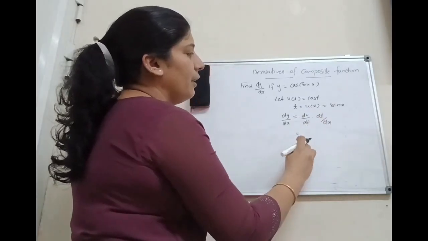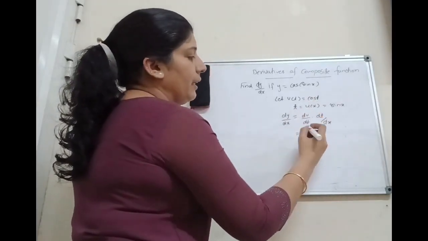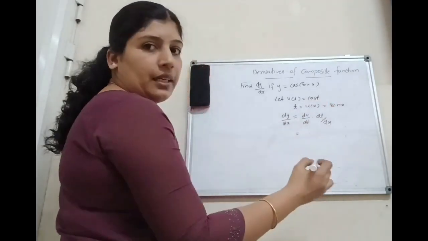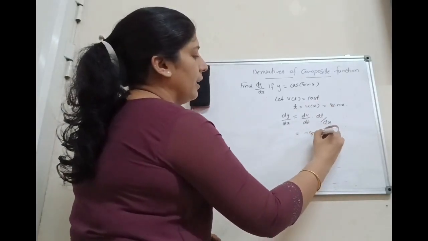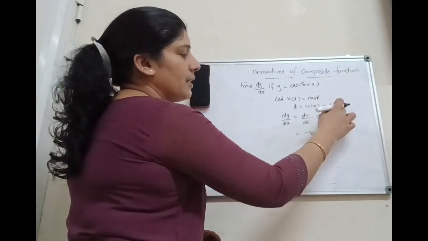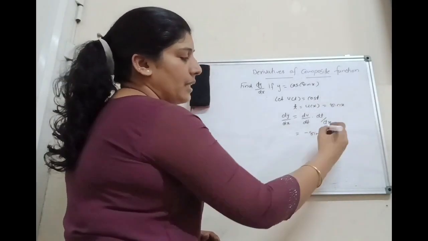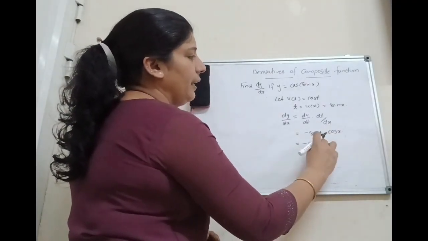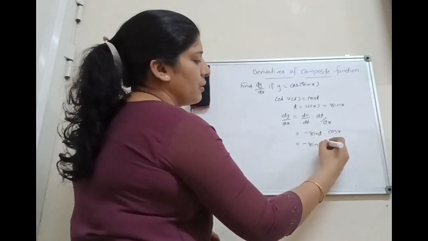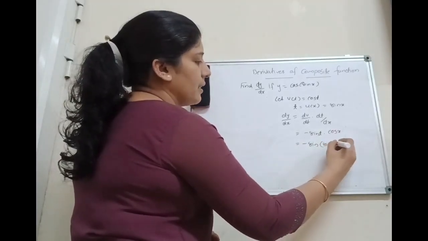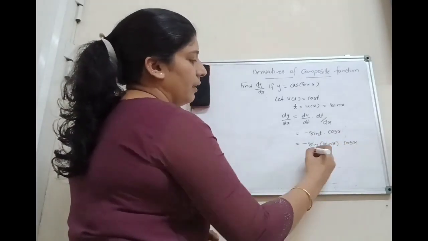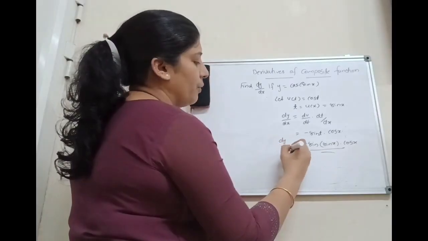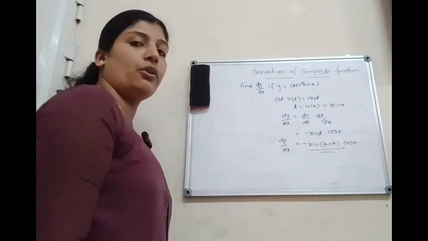It is equal to, here v is cos t. Then dv by dt, that is d by dt of cos t, is equal to minus sin t into dt by dx. Here t is sin x. Then d by dx of sin x is cos x. That is equal to minus of sin t. Here t is sin x. Therefore, minus of sin x into cos x. Therefore, dy by dx equal to minus sin of sin x into cos x.